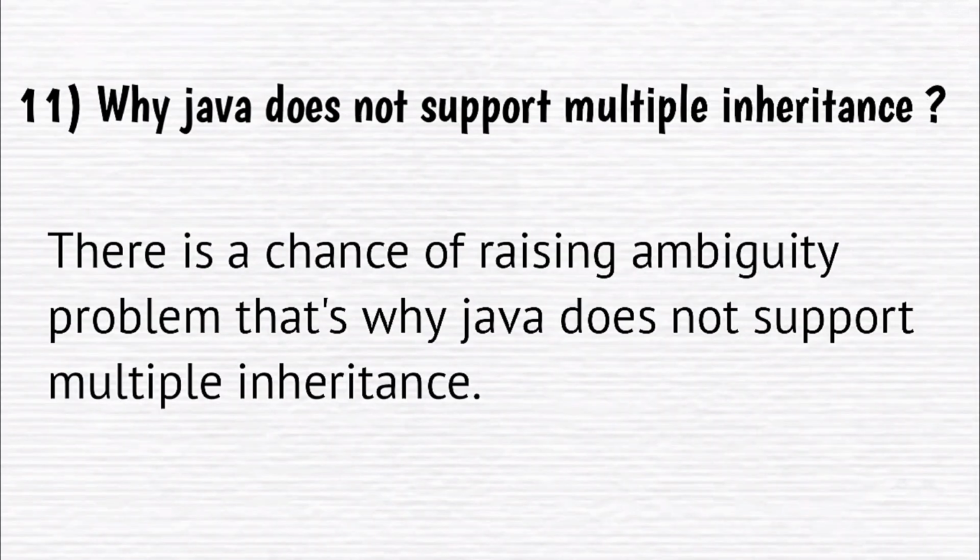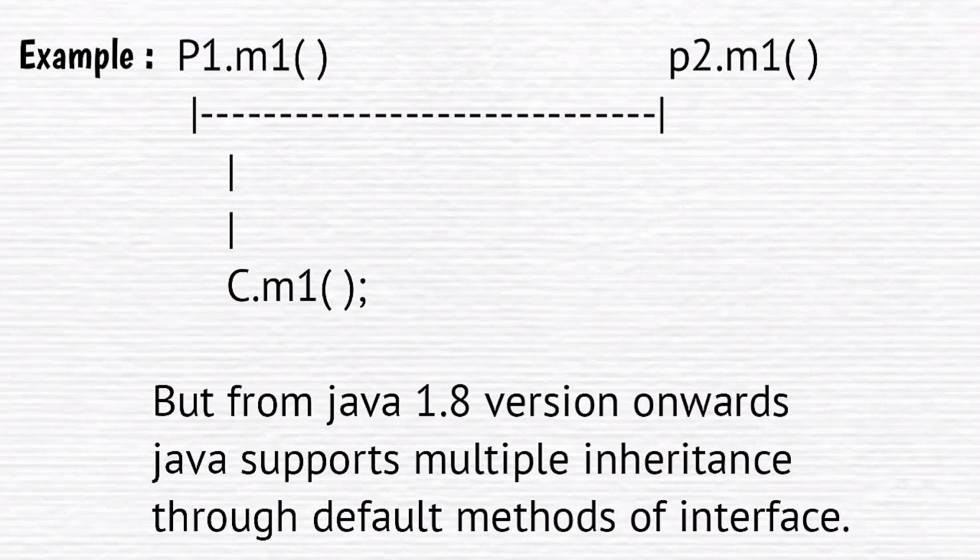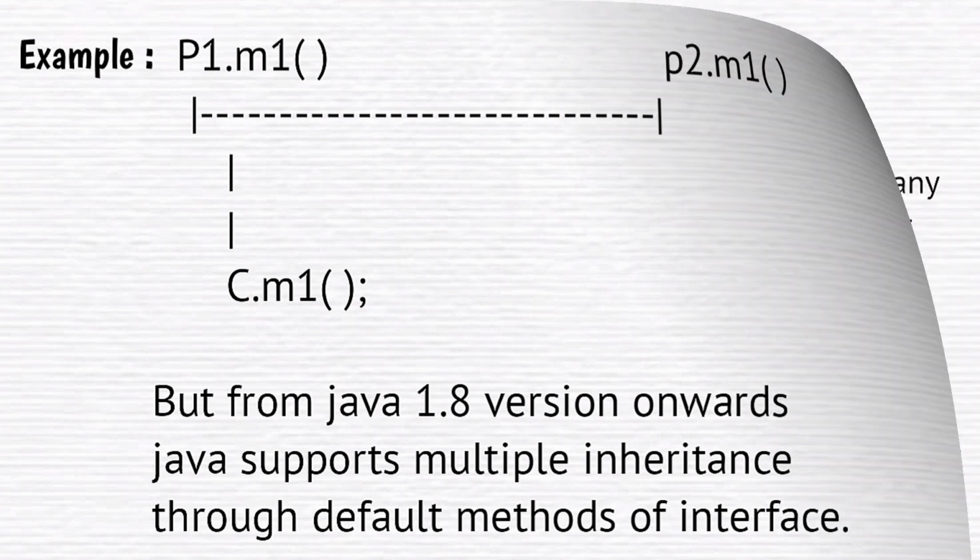Why does Java not support multiple inheritance? There is a chance of raising an ambiguity problem. That's why Java does not support multiple inheritance. But from Java 1.8 onwards, Java supports multiple inheritance through default methods of interface.